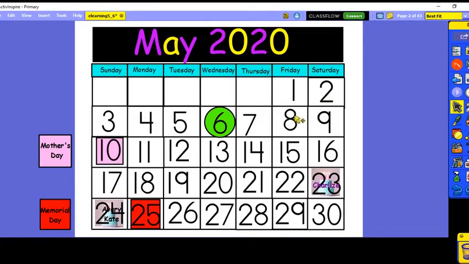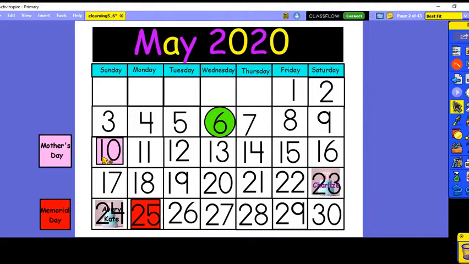All right, today is Wednesday, May 6th, 2020. Here are some of the things coming up on our calendar. We have Mother's Day coming up this next Sunday on May 10th. So be thinking of maybe making your mom a card, or maybe you could cook her breakfast or do something fun like that for her. Just make sure you give her plenty of hugs and let her know that she is very special.